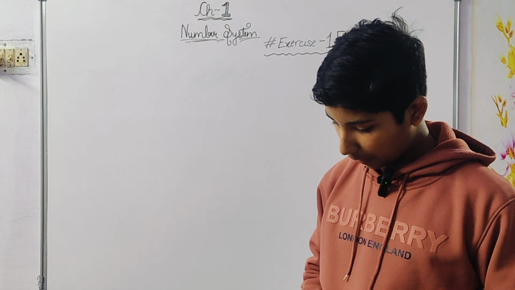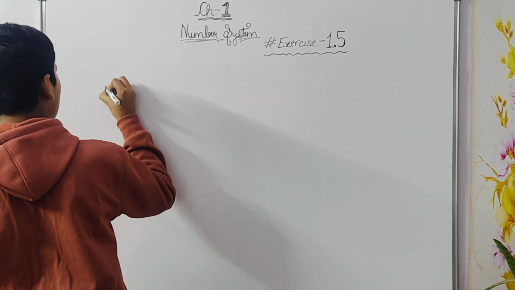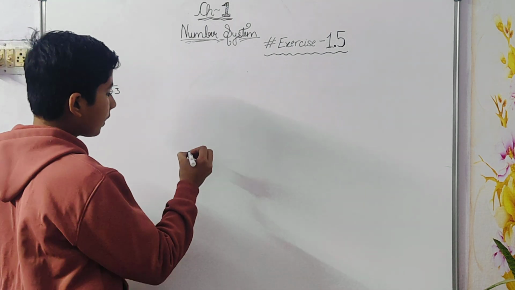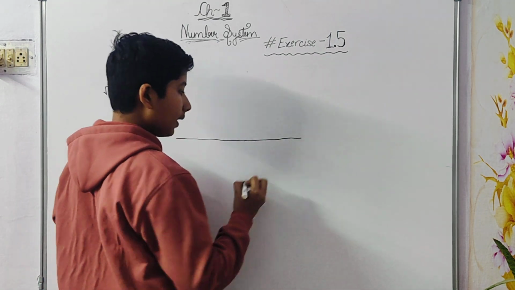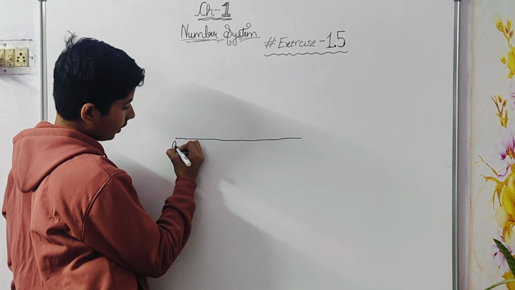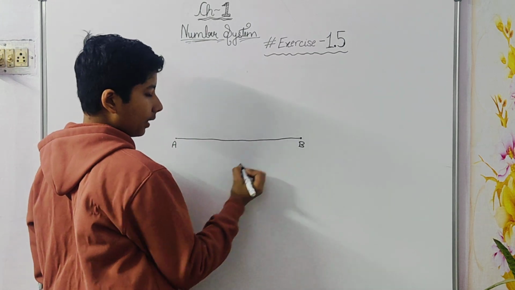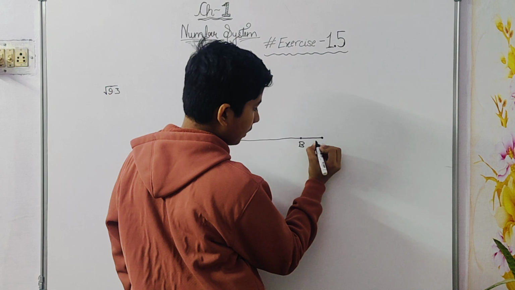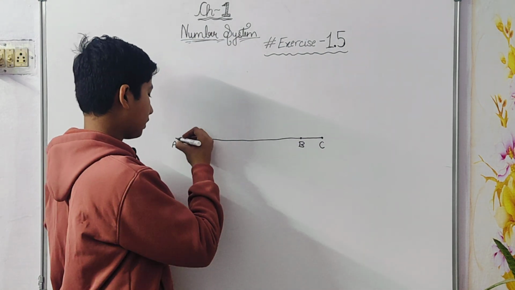Now question 4: can you represent root 9.3 on the number line? So firstly, take a line. I am doing it without a scale. Let's say this is A and this is B. This line is 9.3 centimeters. I'll extend it by 1 centimeter. Now this is C, 1 centimeter added.